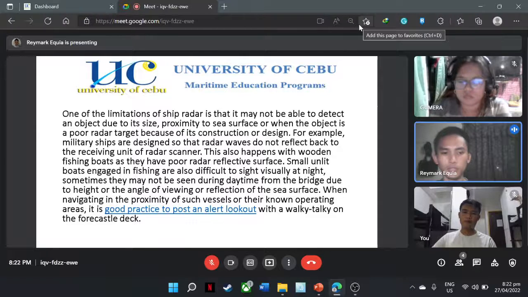Small inshore boats engaged in fishing are also difficult to sight visually at night. Sometimes they may not be seen during daytime from the bridge due to the height or the angle of viewing or reflection of the sea surface. When navigating in the proximity of such vessels or their known operating areas, it is good practice to post an alert lookout with a walkie-talkie on the forecastle deck.